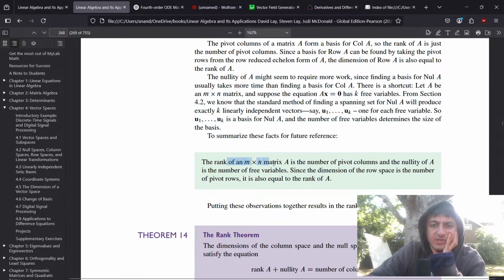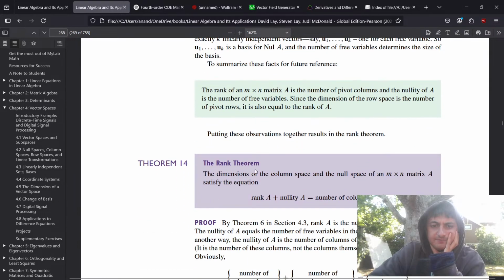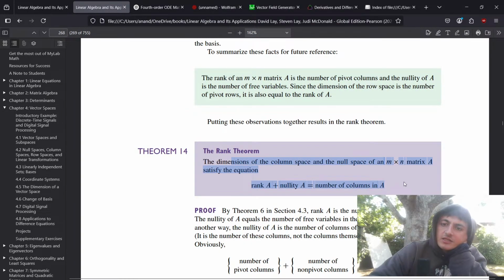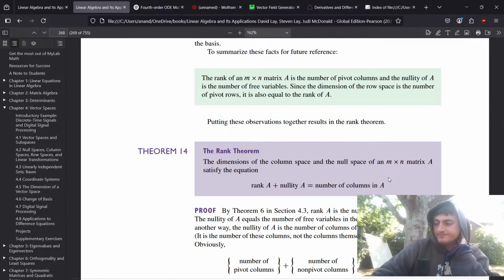The rank of an m by n matrix is the number of pivot columns, and the nullity is the number of free variables. Since the dimension of the row space is the number of pivot rows, it is also equal to the rank. All right, so here we go. The rank theorem. The rank plus the nullity is equal to the number of columns.